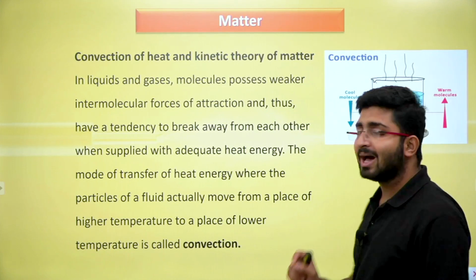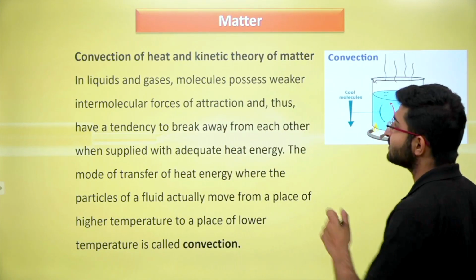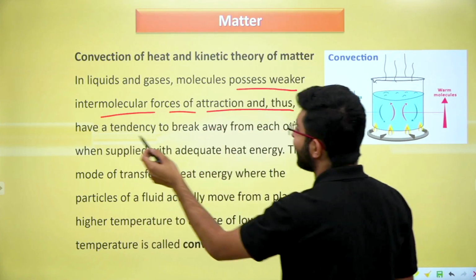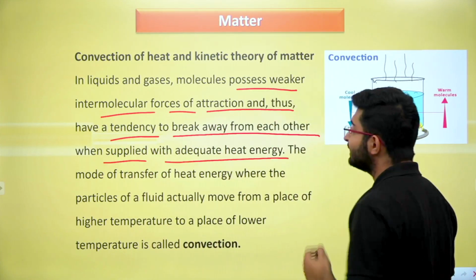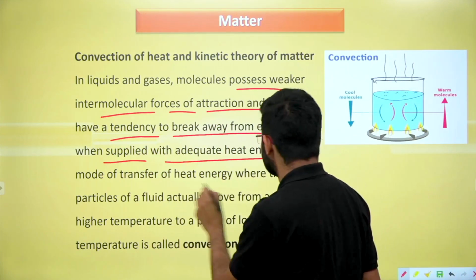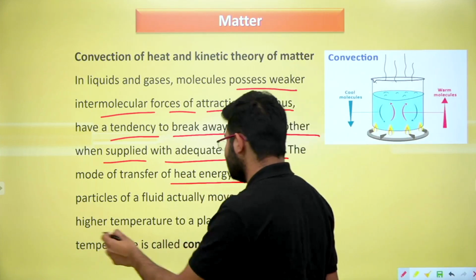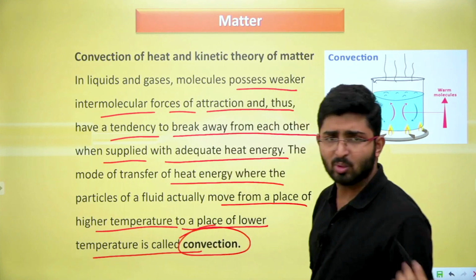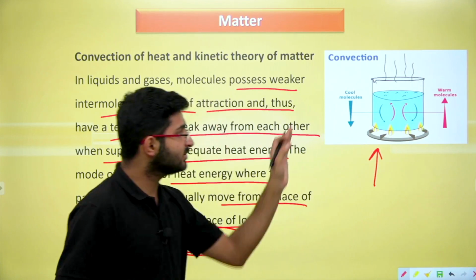Convection always happens in liquids and gases, always remember that. In liquids and gases, molecules possess weaker intermolecular forces of attraction and thus have a tendency to break away from each other when supplied with adequate heat energy. The mode of transfer of heat energy, where the particles of a fluid actually move from a place of higher temperature to a place of lower temperature, is called convection. I have told you what convection is. You can see it in the picture as well.